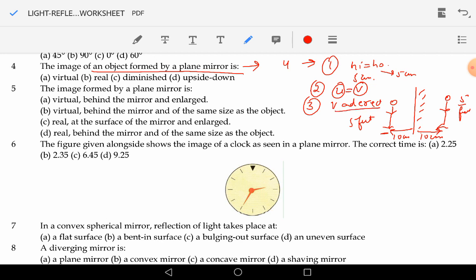Now what do we mean by virtual and erect? Virtual means that from the mirror you cannot bring this image onto a screen. You can only see this in the mirror, behind the mirror. But you cannot take it onto any other surface, like you cannot produce it on a wall or any other plane surface. So that is the meaning of virtual. You can only see it in the mirror, but you cannot take it onto a screen. And erect means, suppose we are standing head up and legs down, our image will also be head up and legs down. So that is called erect. The way you keep the object, the way you get the image.